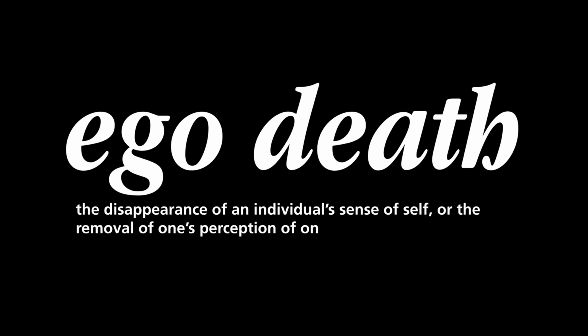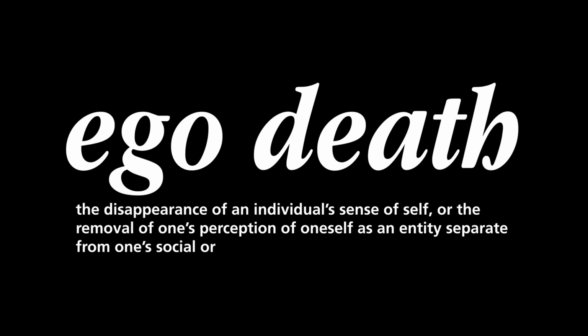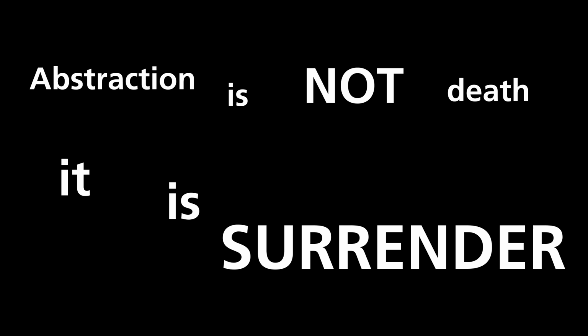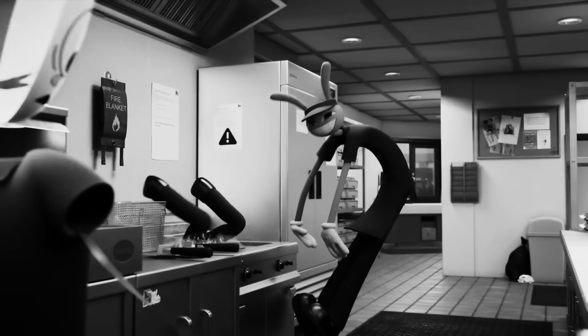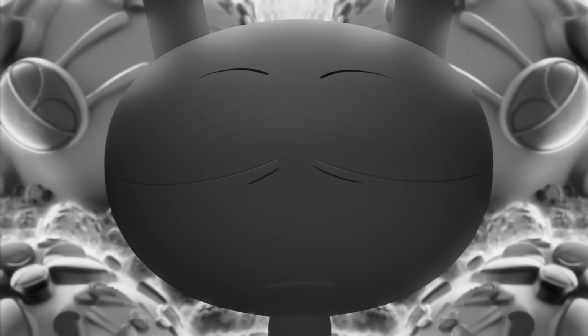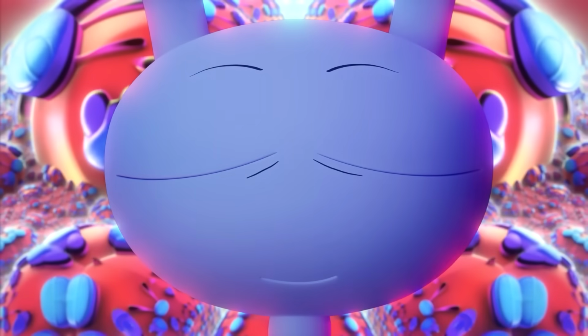If you're unfamiliar with that term, it's the disappearance of an individual's sense of self, or the removal of one's perception of oneself as an entity separate from one's social or physical environment. It is the ultimate blue screen of the human psyche, where your physical self simply cannot process the complexity of your soul breaking down. Abstraction is not death. It is surrender. And for Jax, who has always been this high-strung, anxious, hyper-masculine jerk to his acquaintances in the circus, up until this point, this moment was probably the most peaceful he has ever been. He was ready to go.